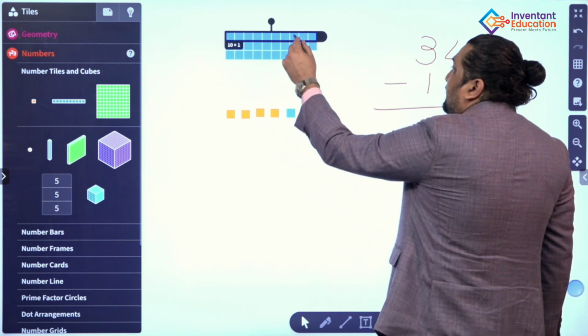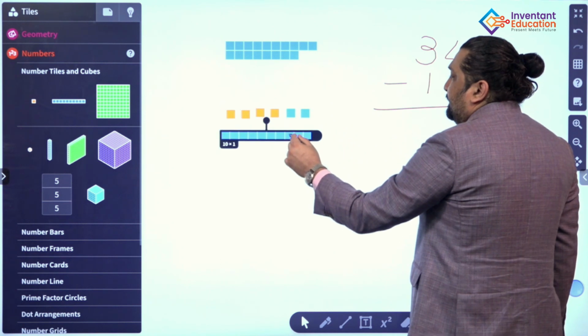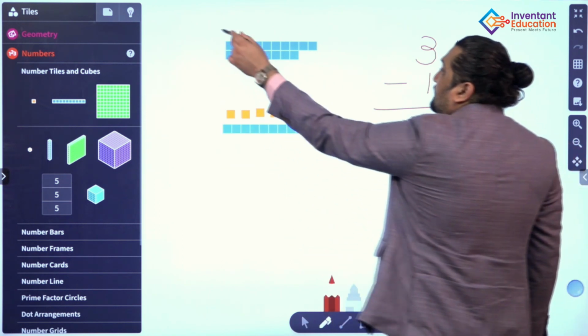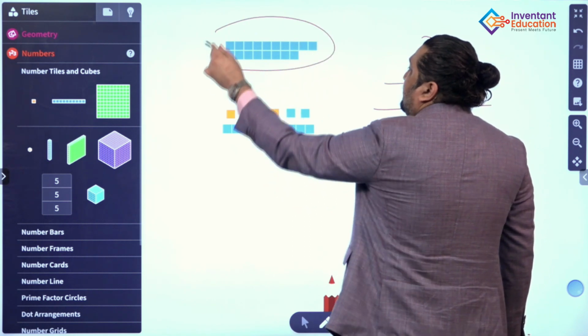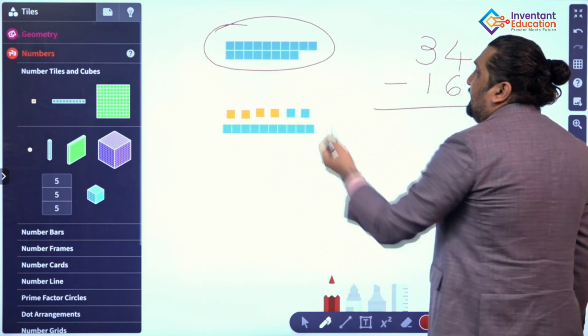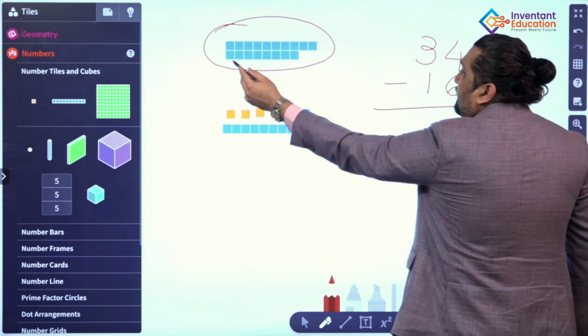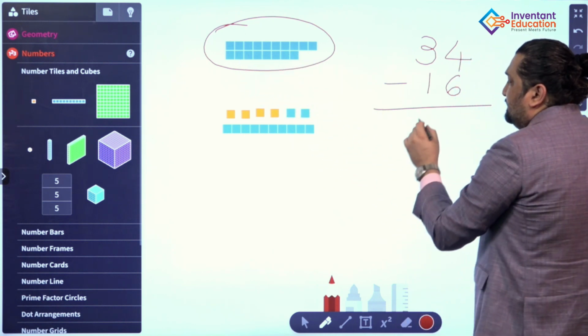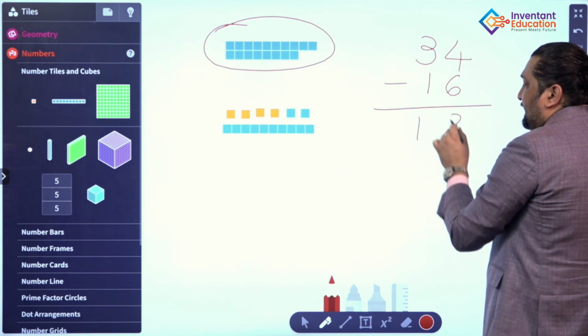I will also take out a 10 here, and this will be my answer. So I have 1 ten and 1, 2, 3, 4, 5, 6, 7, 8 ones. So my answer is 18.